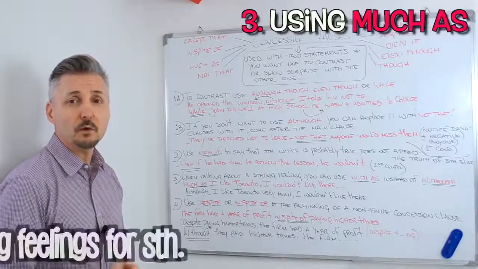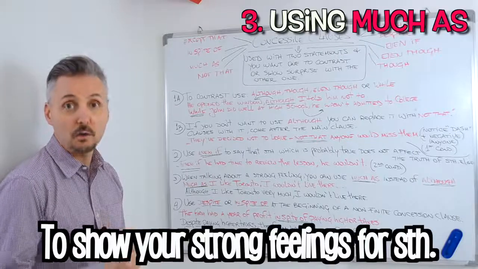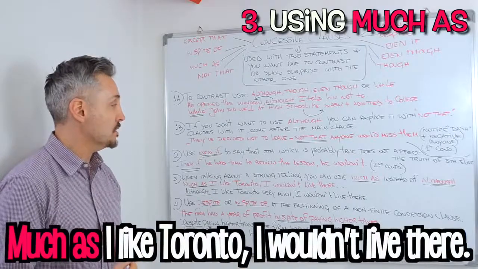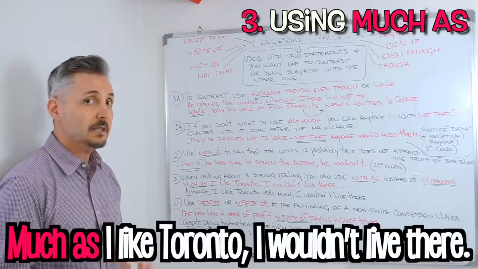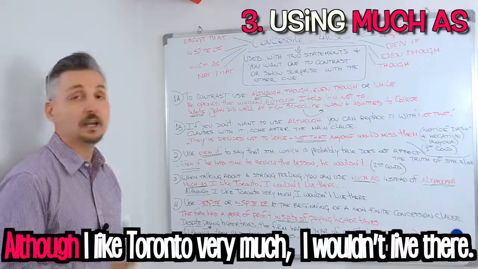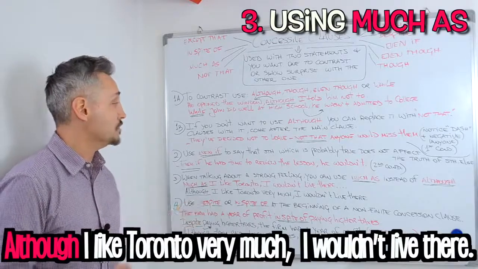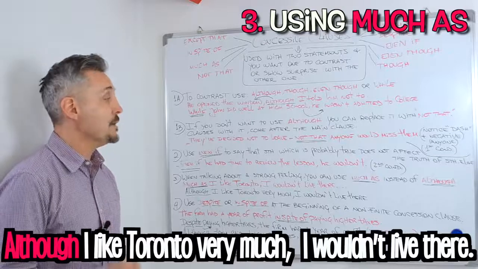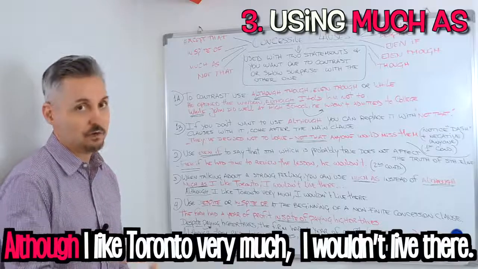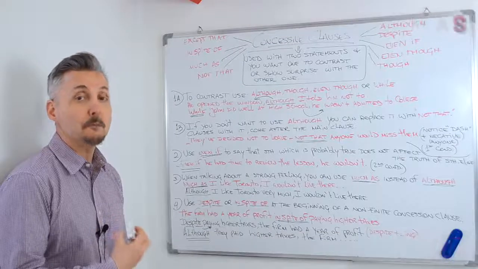What about if you want to show your strong feeling? Then you use much as instead of although. Let's take a look at my example. Much as I like Toronto, I wouldn't live there. It's the same as saying, although I like Toronto very much, I wouldn't live there. Pay attention. I said, although I like Toronto very much, I wouldn't live there. I prefer to use much as I like Toronto because it shows a strong feeling if I use much as.